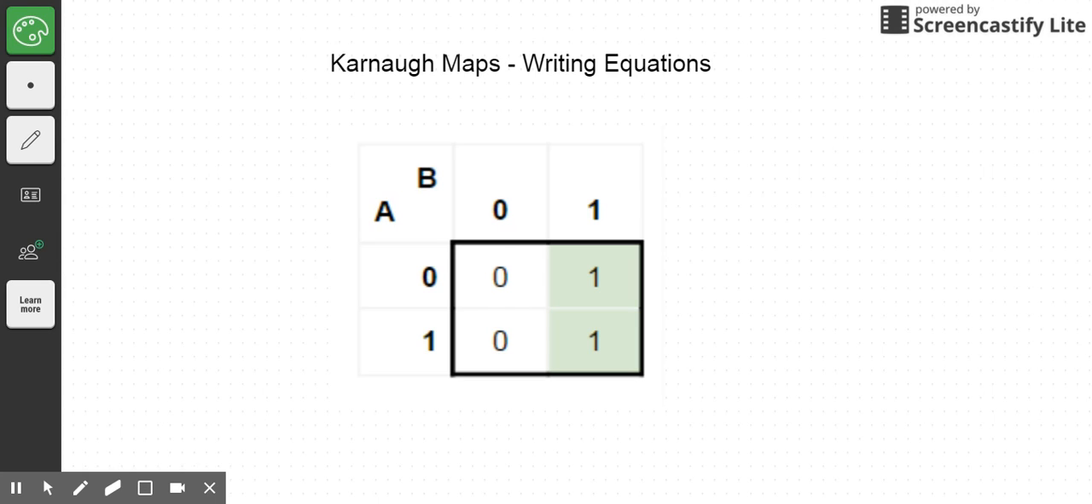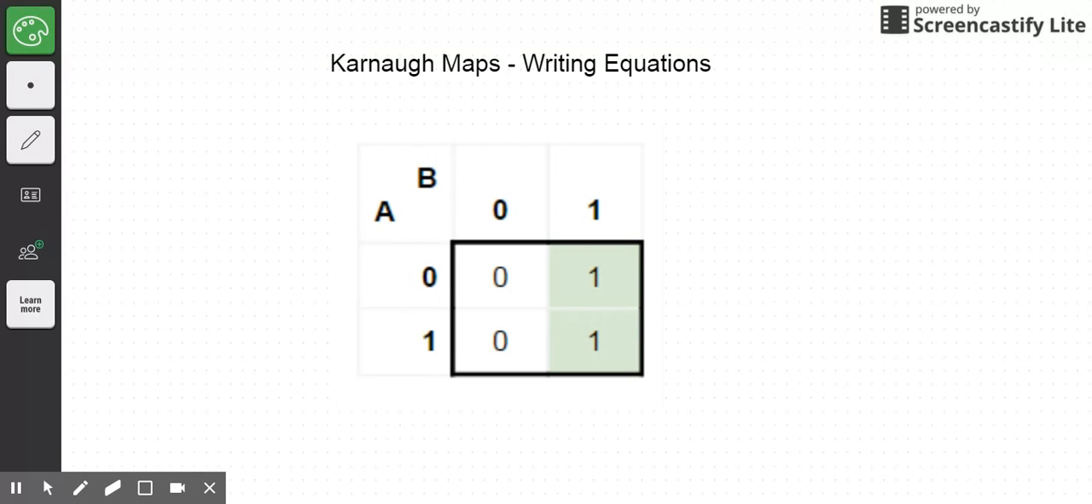Okay, in this video, we are going to look at how we write equations once we have found groups in Karnaugh Maps. So if you have not watched the previous two videos on first filling in the Karnaugh Maps and then finding the groups within the Karnaugh Maps, I recommend you go watch those videos first. So I'm starting off again with a 2-input Karnaugh Map. We'll start easier and work our way up.